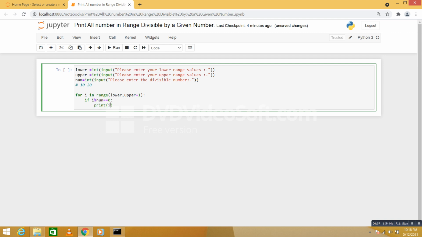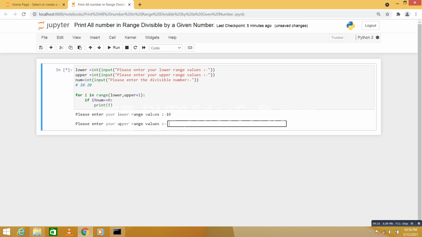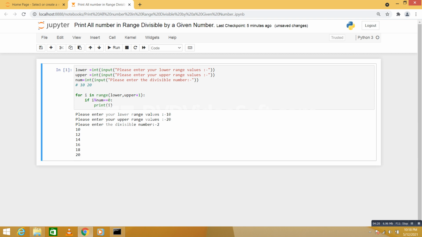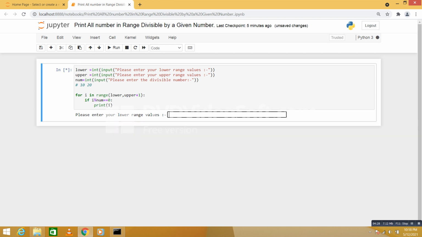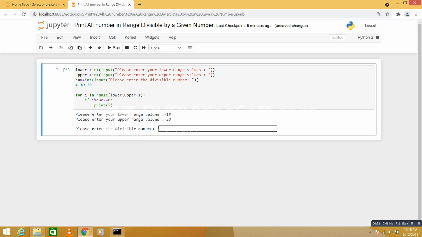Okay, so we want to run the program. Lower range is 10 and upper range is 20, division number is 2. So 10, 12, 14, 16, 18, 20, we already discussed that these are the numbers divisible by 2. Let's consider again 10 is lower range, 20 is upper range, and 3 is the number by which I want to divide this range. So just print it.